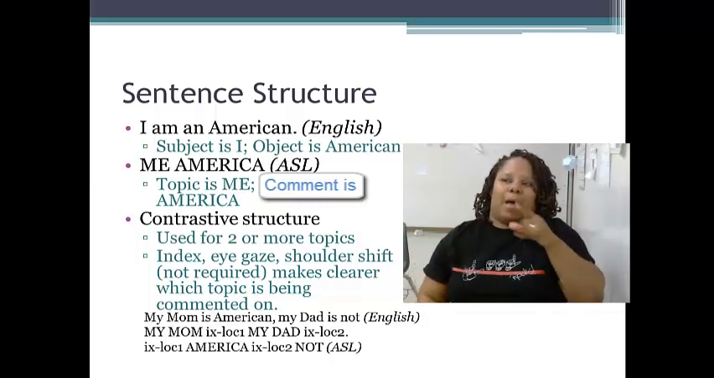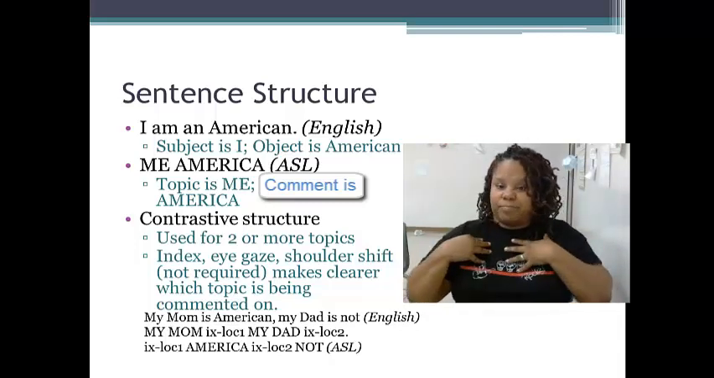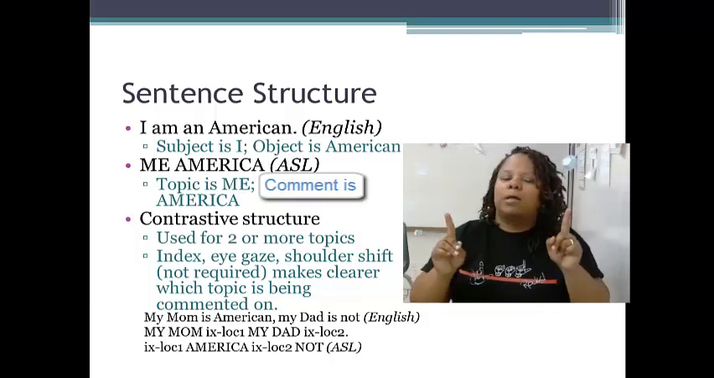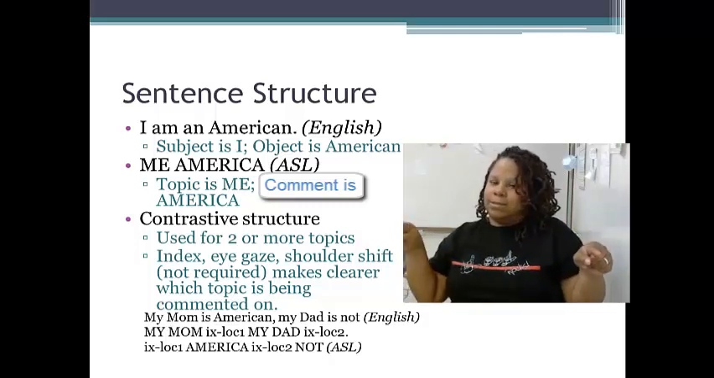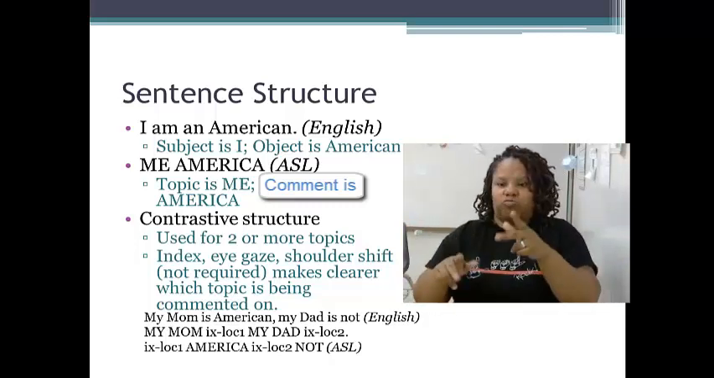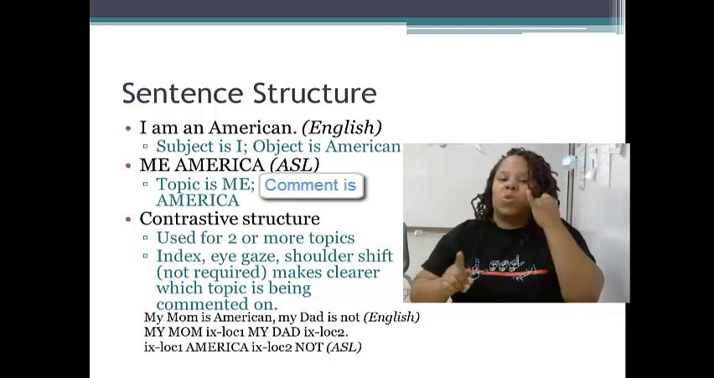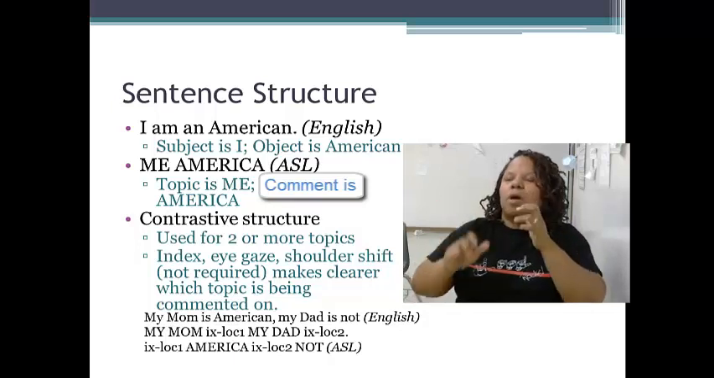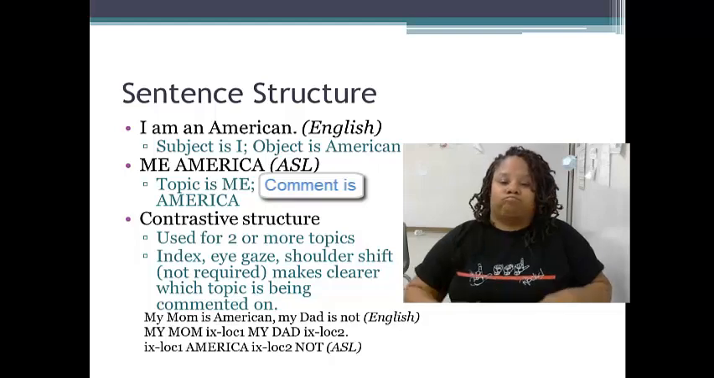The shoulder shift is not required, but again, it makes it more clear if not only are you pointing at your mom, but your shoulders are showing you where your mom is. Visually, if the viewer is not clear who they're signing about, they're able to pick it up because not only are you pointing to that person and looking at that spot, your shoulder is also facing. So that just makes it a clear visual separation. And then when you shift back, it's just even more clear that you're signing about somebody different.